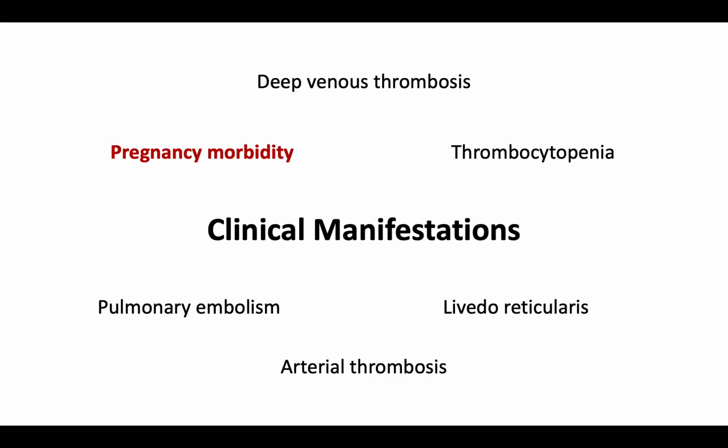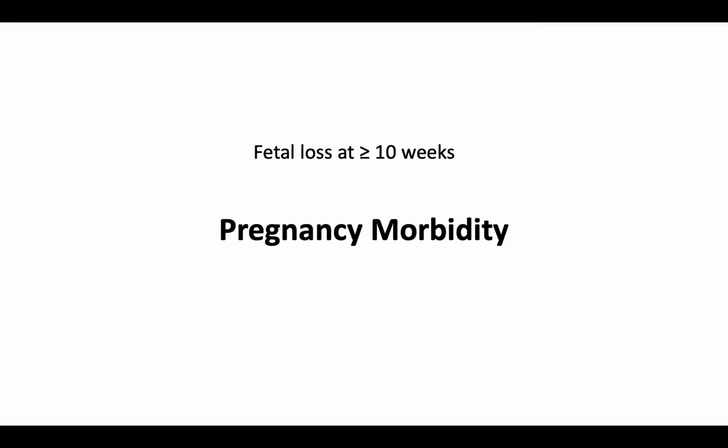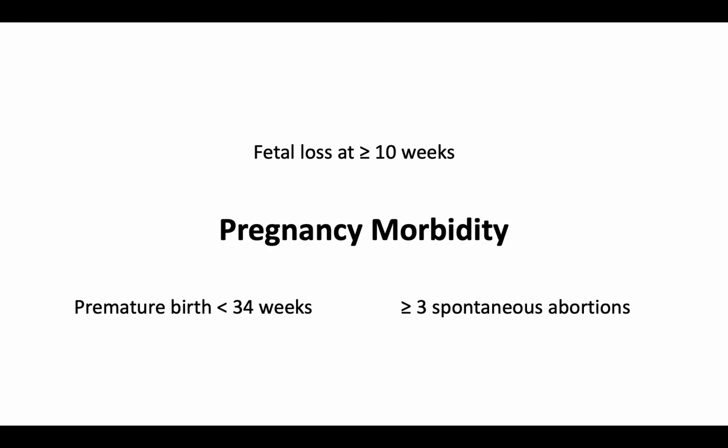Let's drill down a little on the pregnancy morbidity. In antiphospholipid antibody syndrome, pregnancy morbidity can occur in three categories. The first is one or more unexplained fetal deaths at or beyond the 10th week of gestation. Secondly, is one or more premature births before the 34th week of gestation due to severe preeclampsia, eclampsia, or placental insufficiency. And thirdly, 3 or more unexplained consecutive spontaneous abortions before the 10th week of gestation.